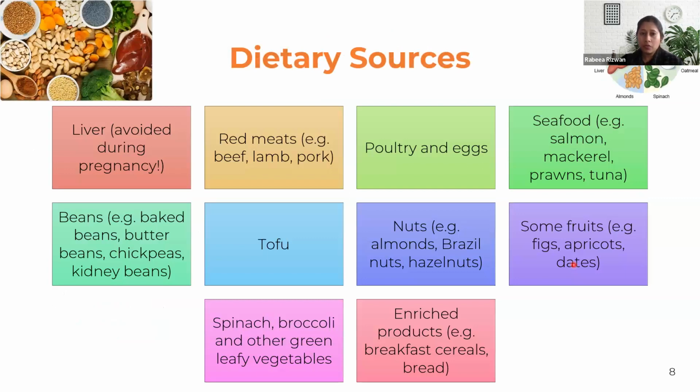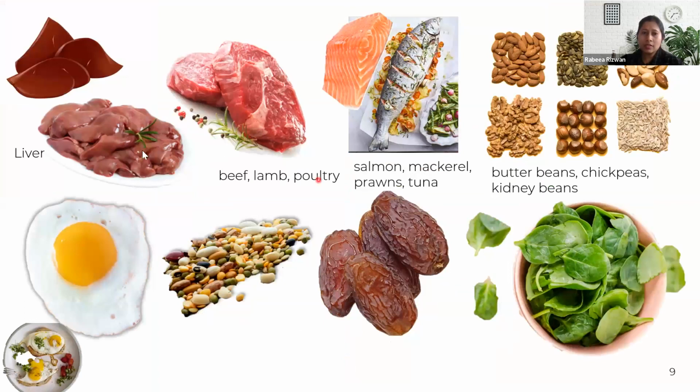What are the sources of iron in our body? We take iron in different forms from our diet, such as by eating meat, liver, poultry, eggs, seafood, some fruits, vegetables, nuts, beans, and some enriched products like cereals, bread, whole grain bread, and some green vegetables. And further, in the next slide, I'm showing you these examples by means of pictures.